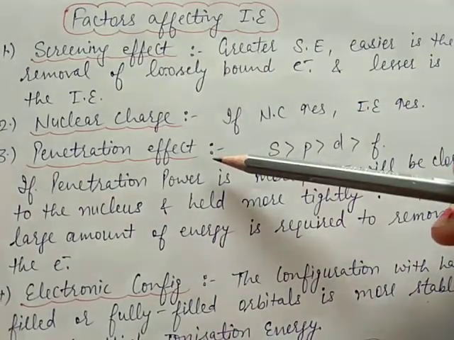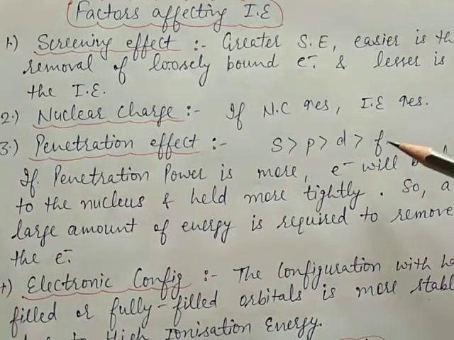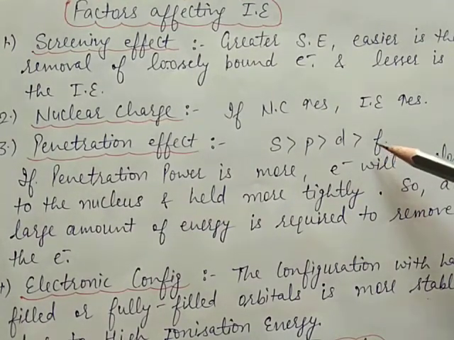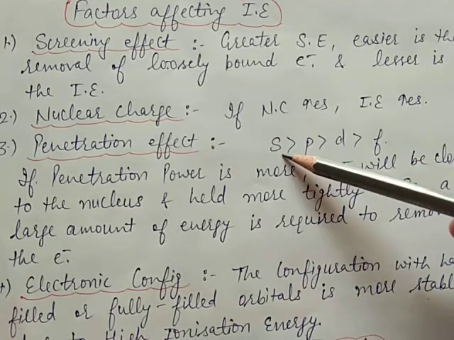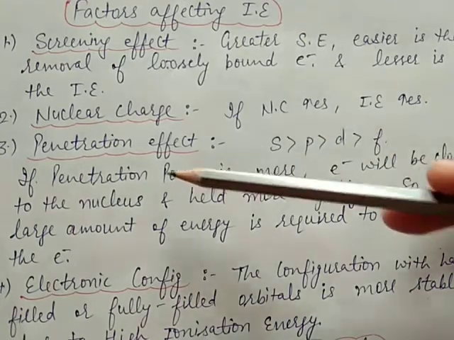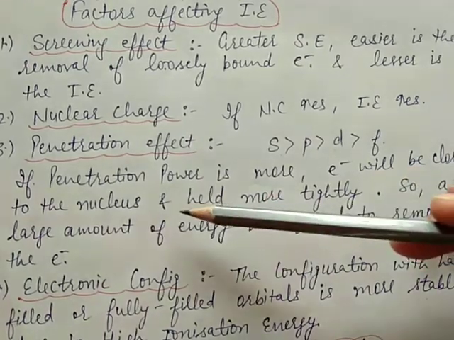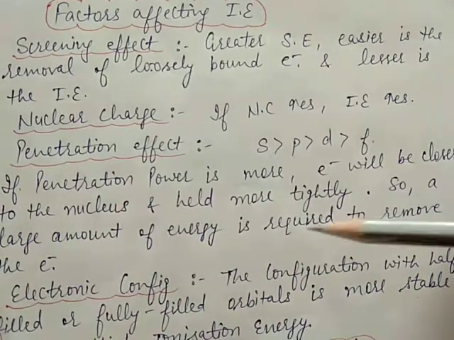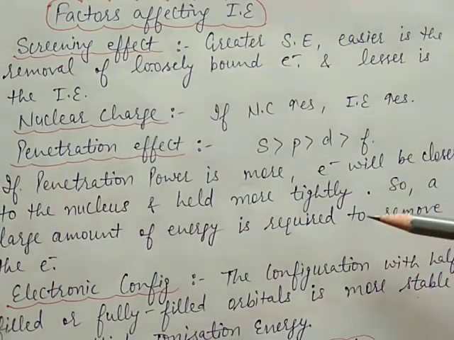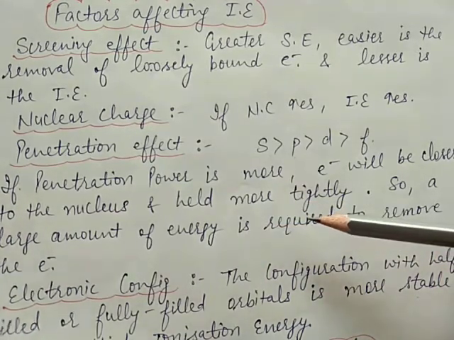Now the third factor is penetration effect. In multi-electron atoms, the order of penetration power of different electrons of the same shell is s greater, after that p, d and f. If the penetration power is more, then electrons will be closer to the nucleus and held more tightly. So a large amount of energy is required to remove the electrons. So ionization enthalpy is higher.